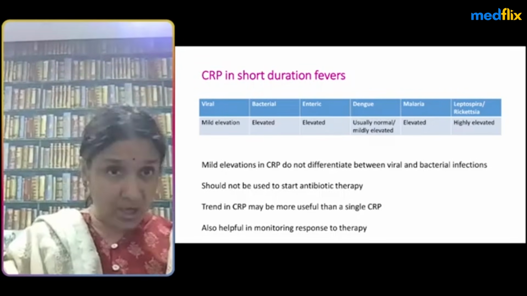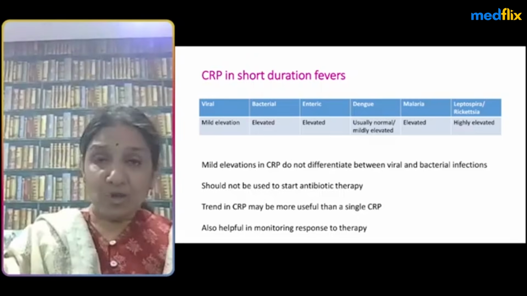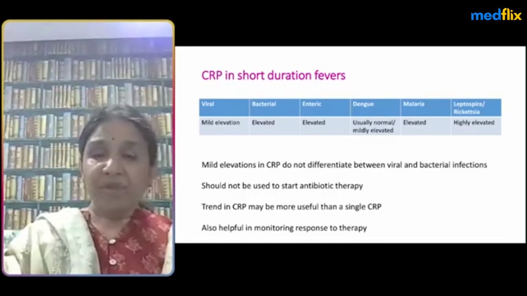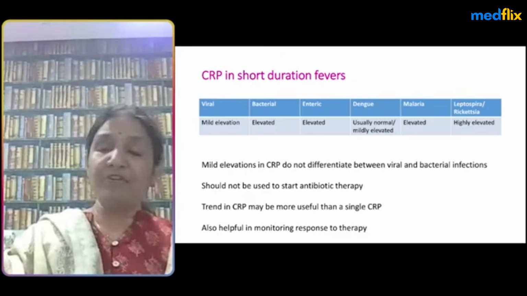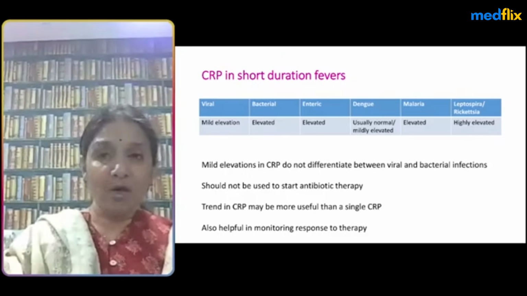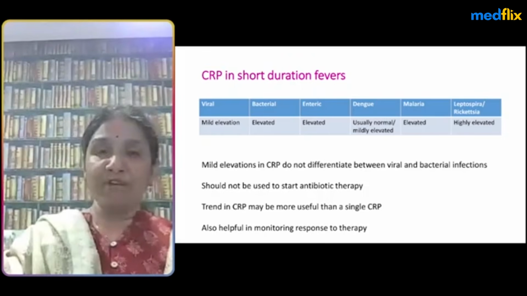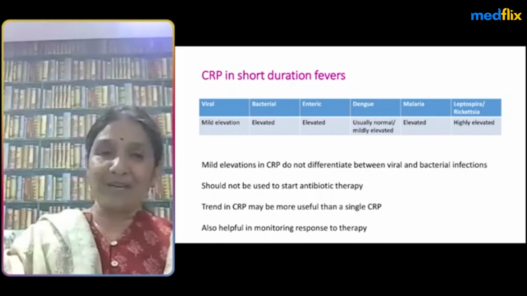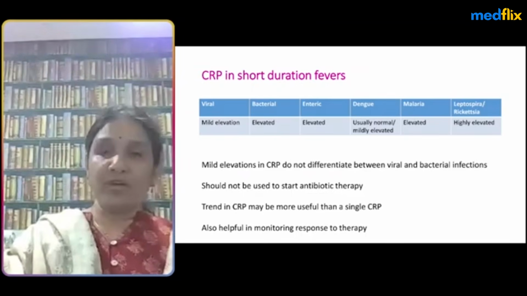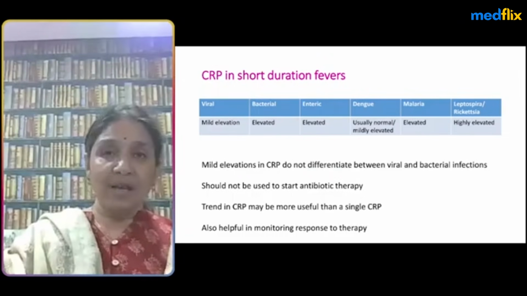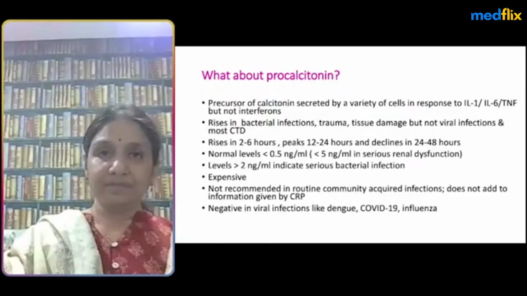Now, I have not included procalcitonin in my talk at all because really procalcitonin is not very useful in a short duration fever in a patient who's coming to you in the OPD. It does not give you more information than what a CRP gives you. So don't waste the patient's money in doing a procalcitonin. A CRP is good enough, and therefore I'm not discussing procalcitonin here at all.